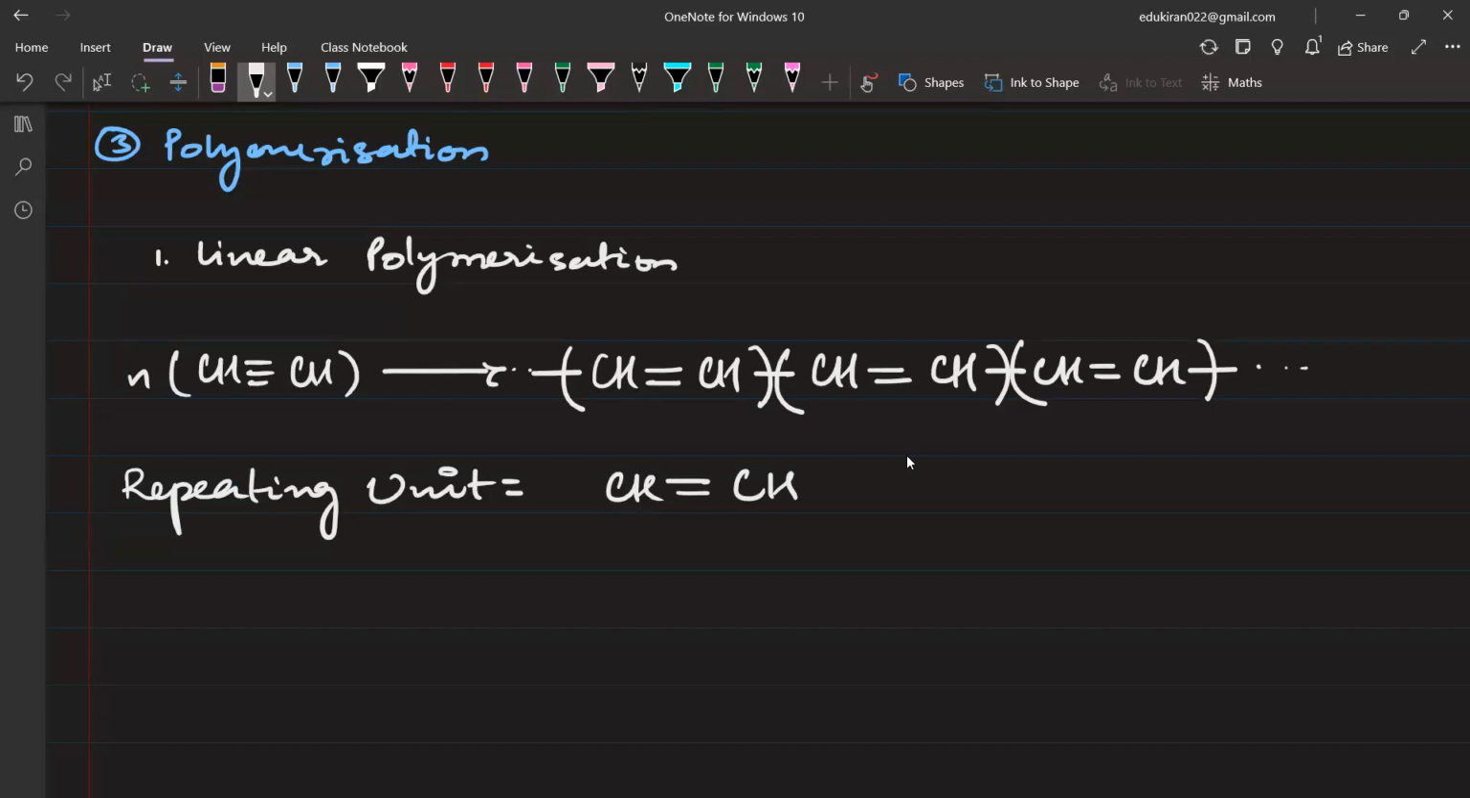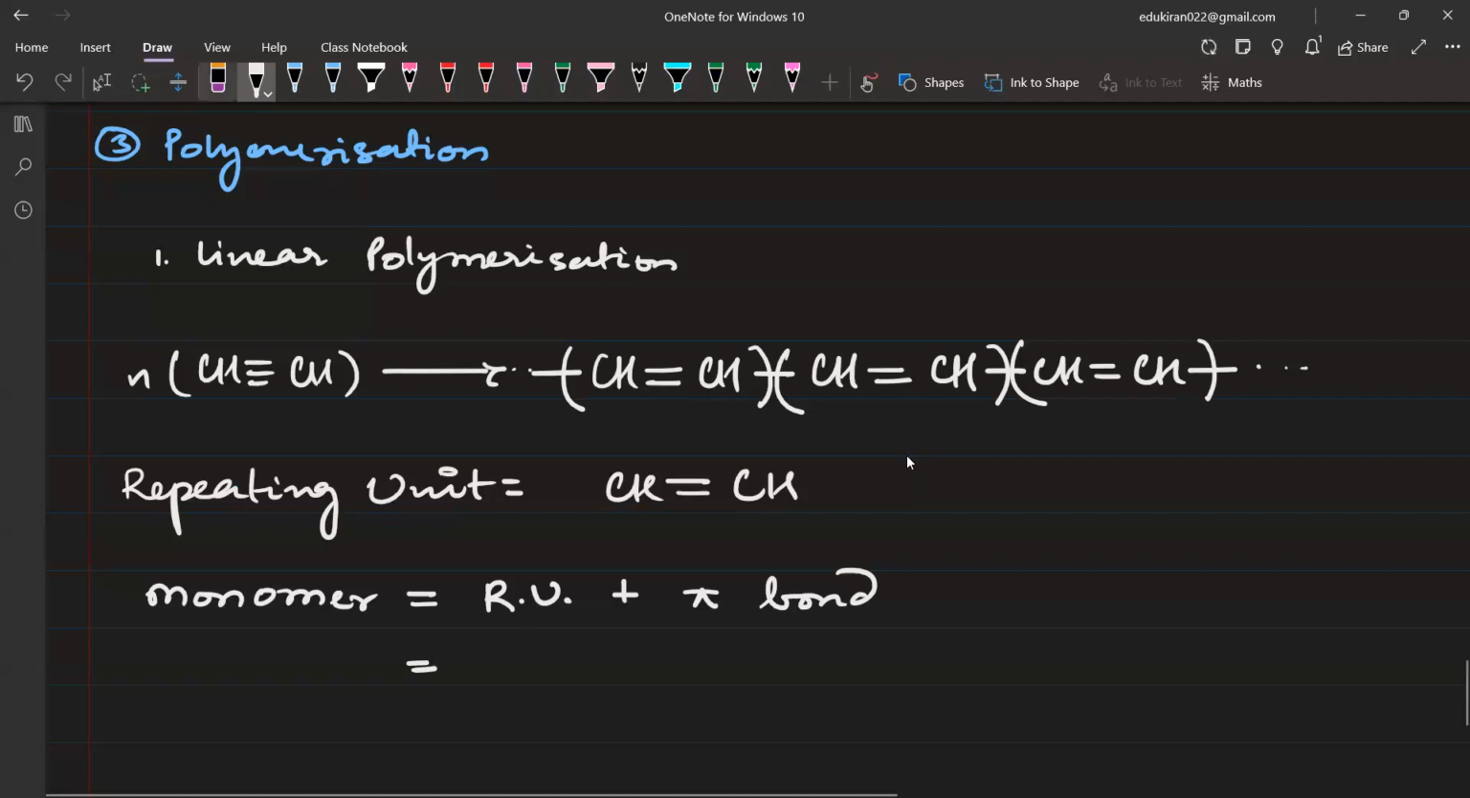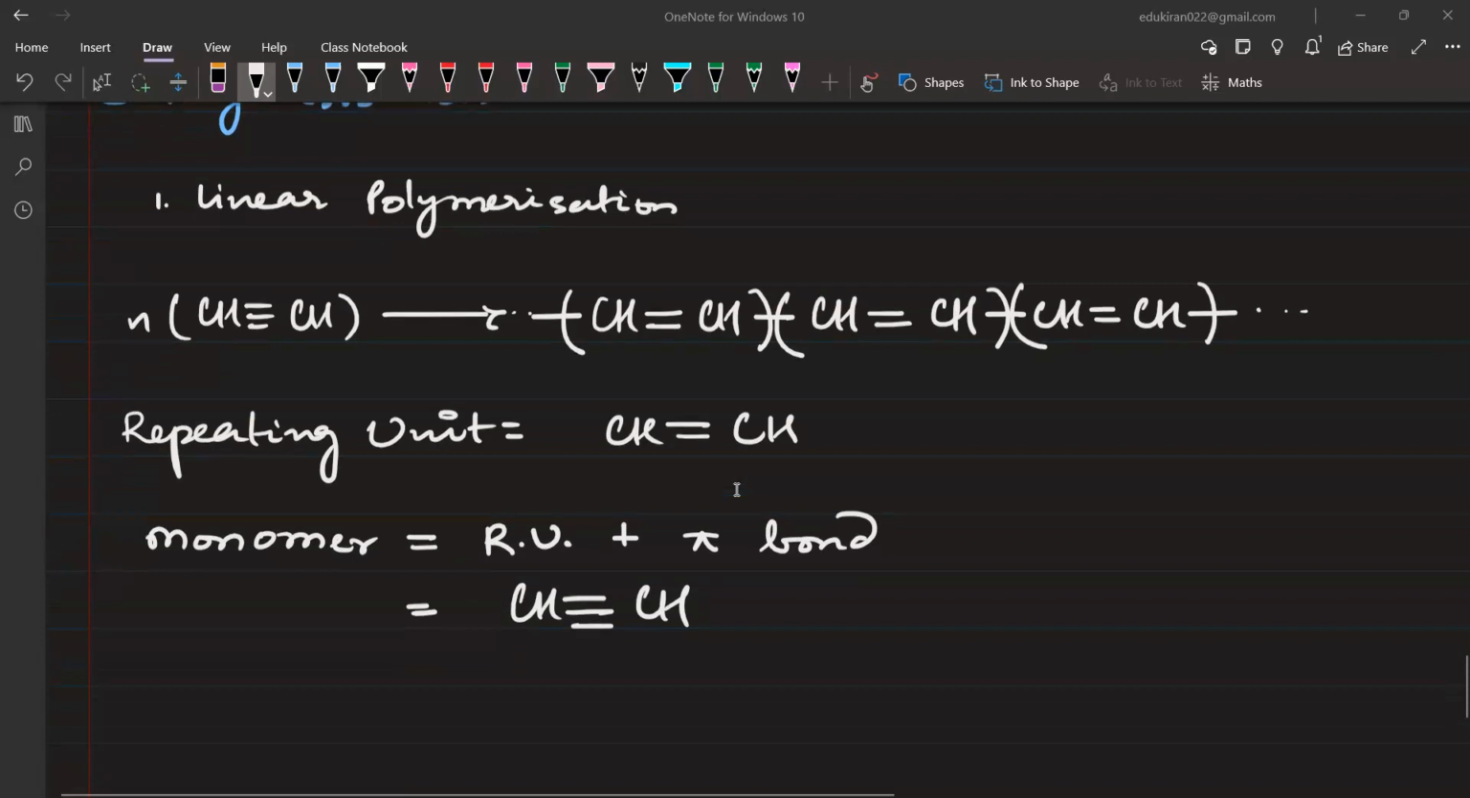If they ask what is the monomer, you will identify the repeating unit and add one pi bond to it, that's it. So the repeating unit is CH double bond CH, so the monomer will be CH triple bond CH. Make sense? Yes or no, please tell me guys. समझ में आ रही है? Yes, हाँ sir. जी, ठीक है. Now this is the only polymerization that you have to learn in linear.